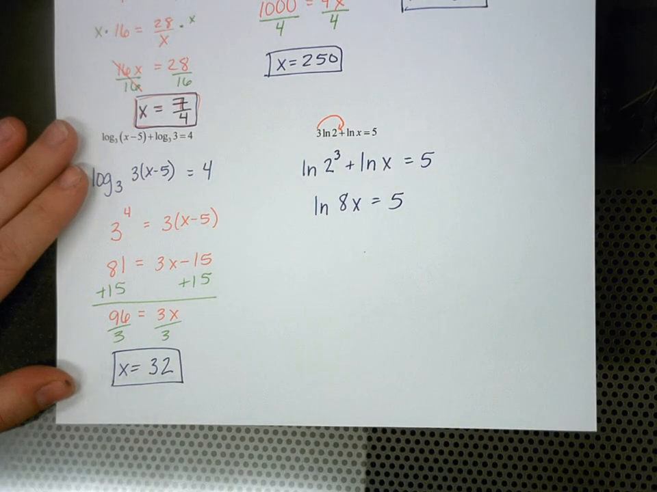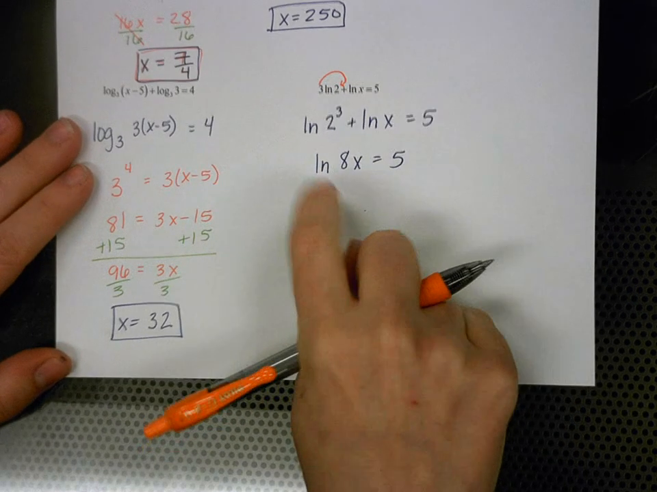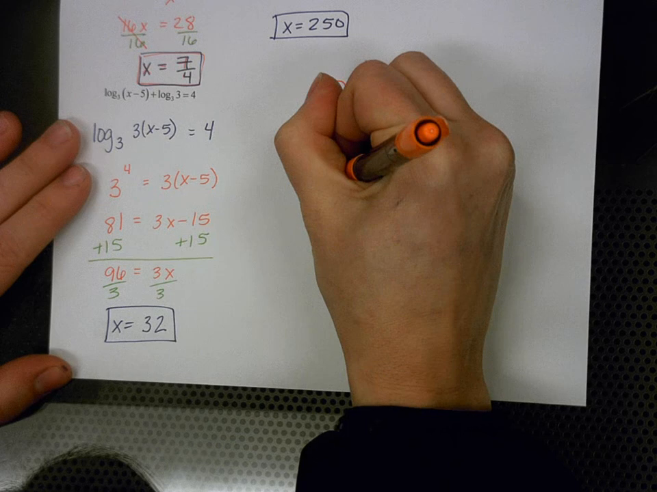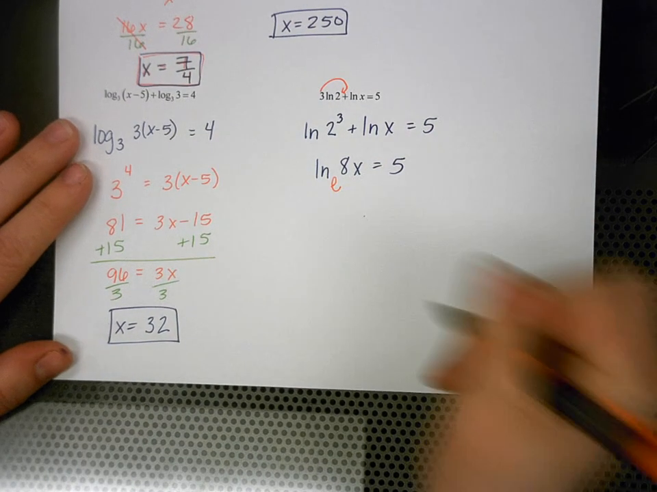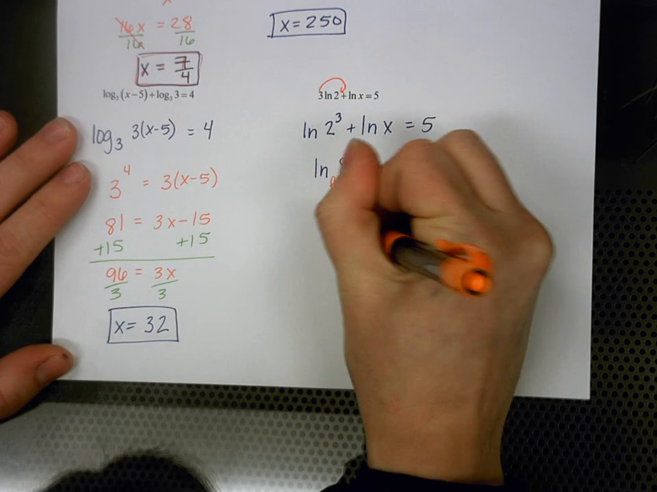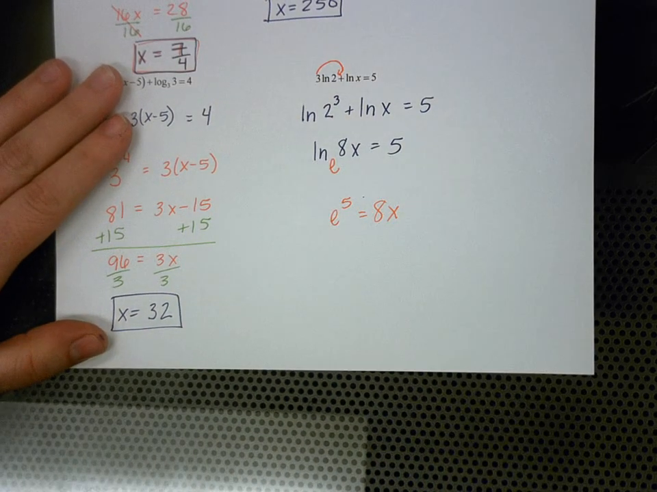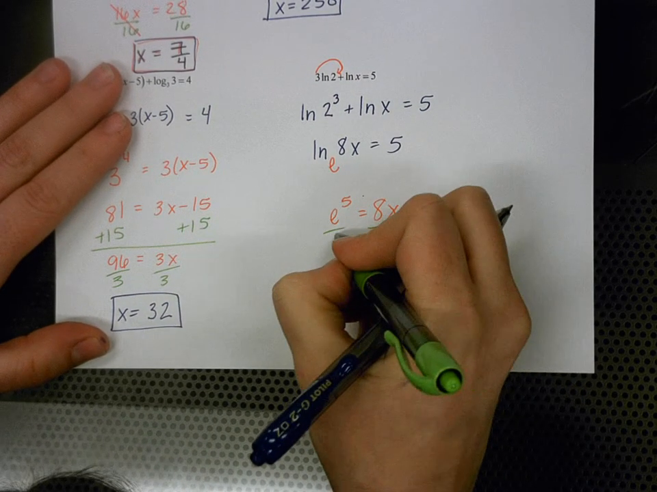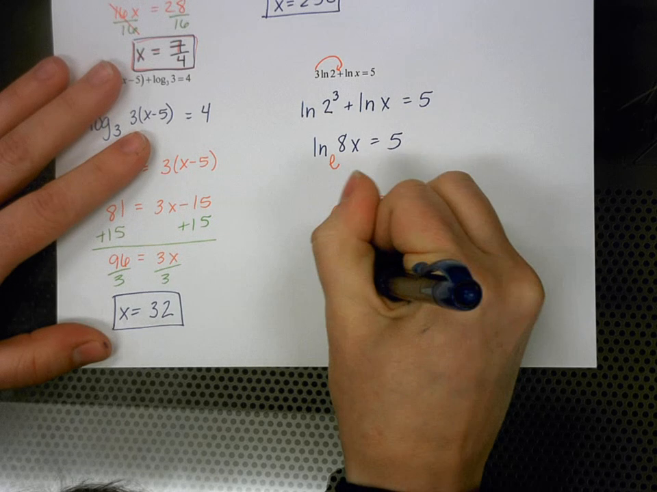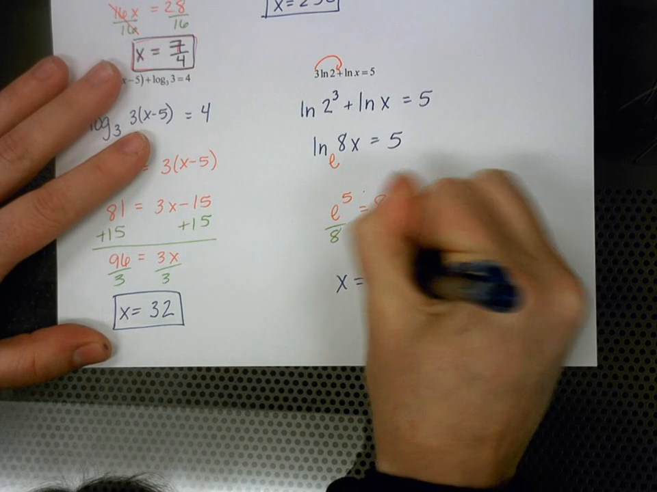Now we can change to exponential form because I have 1 logarithm left. It is the natural logarithm, so my base is e. That means e to the 5th equals 8x. Solve for x, and you need to divide by 8. So x equals e to the 5th over 8.